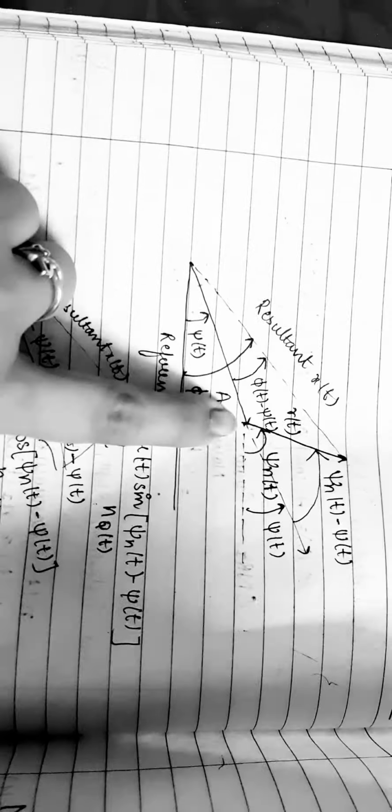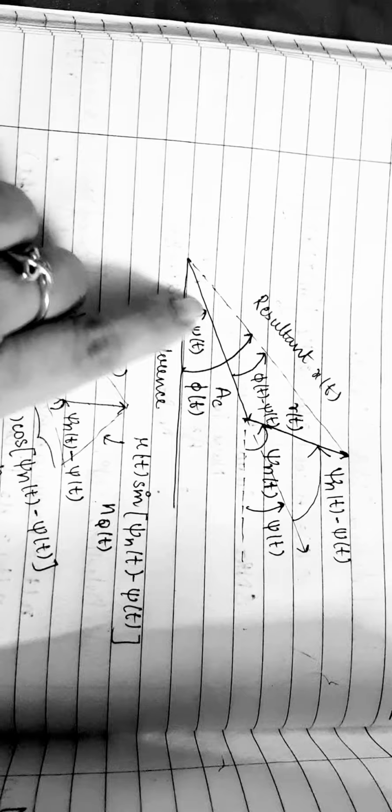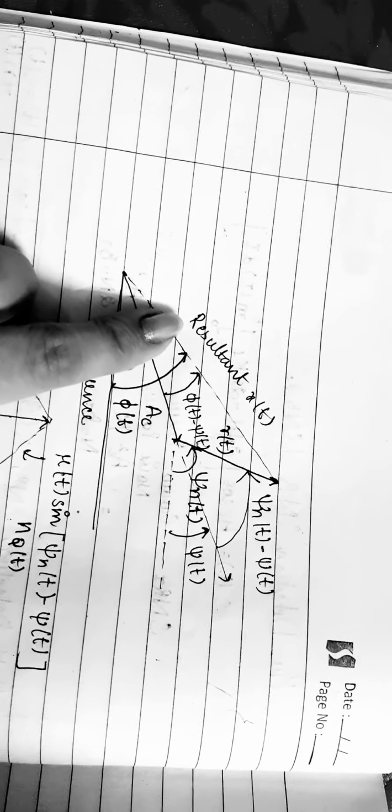Now here we have taken a reference. After then we have a constant amplitude, that is Ac. Now using the phasor diagram, we can represent the in-phase and quadrature components. Here Ac and r(t) give the resultant, this is r(t), that is your noise. This is the resultant of x(t), which makes an angle with respect to the reference. So this is the angle.